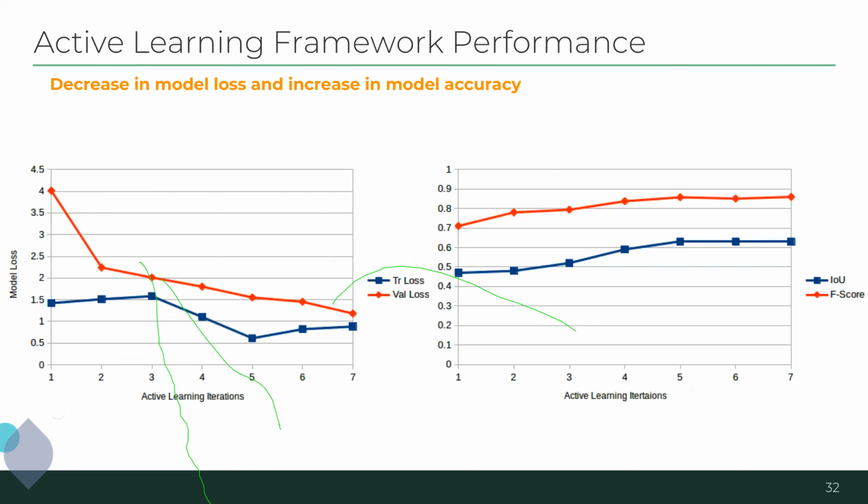This is the plot between the model loss and the model accuracy. The loss is the loss of the deep model. So it started with the first iteration of active learning, and then over the period of 7 loops, it starts decreasing. And the red one is the validation loss, and the blue one is the training loss. Here the intersection over union is blue in color, and F score is red in color, and they try to improve when we have more iterations of active learning.